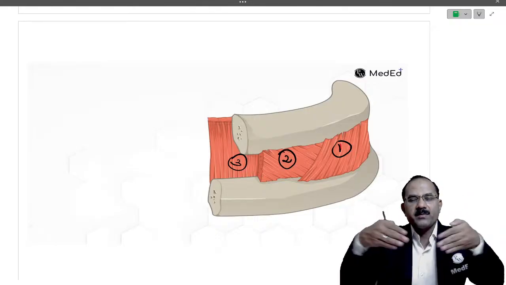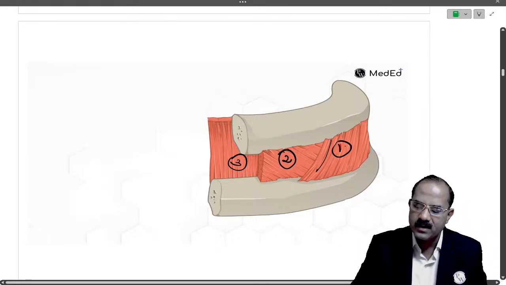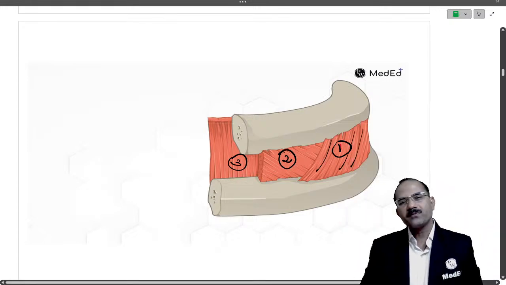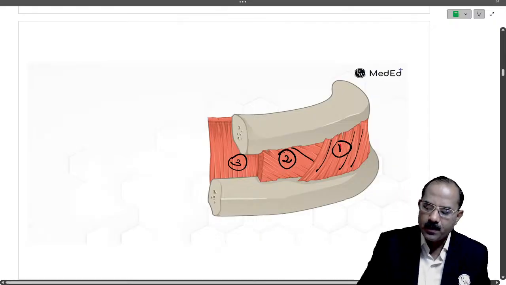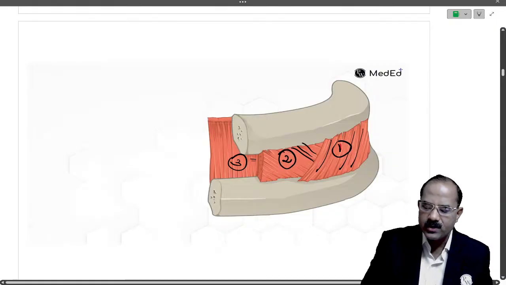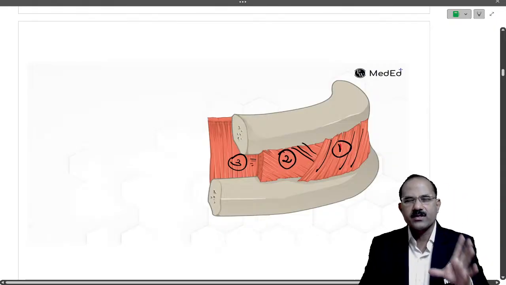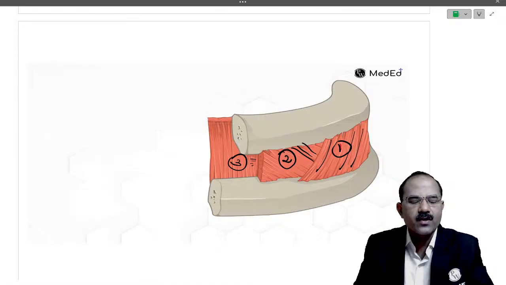How is the direction of the external intercostal? The direction of the muscle fibers are downwards, forwards, and medially. Look at this. That's downwards, forwards, and medially. The internal intercostal is exactly opposite. It is upwards and laterally. And same as the innermost intercostal. So external intercostal, internal intercostal, and the innermost intercostal.